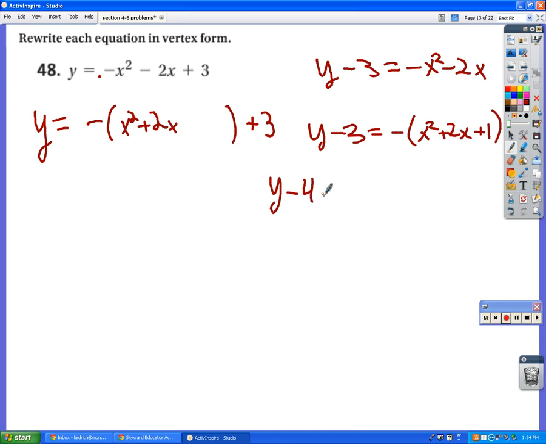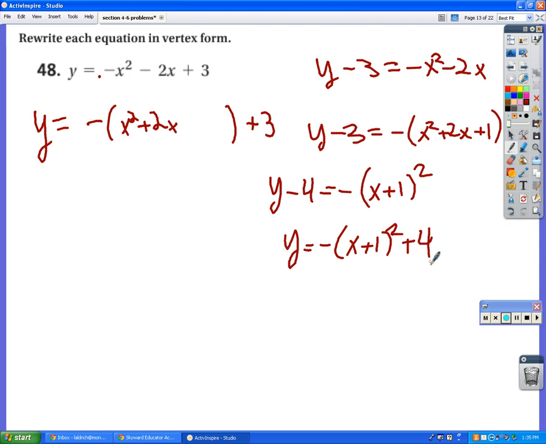So this is going to now be y minus 4 equals negative, what does this factor into? X plus 1 quantity squared. And then all you need to do to get vertex form is take this negative 4 and bring it back over there. So y equals negative x plus 1 squared plus 4.